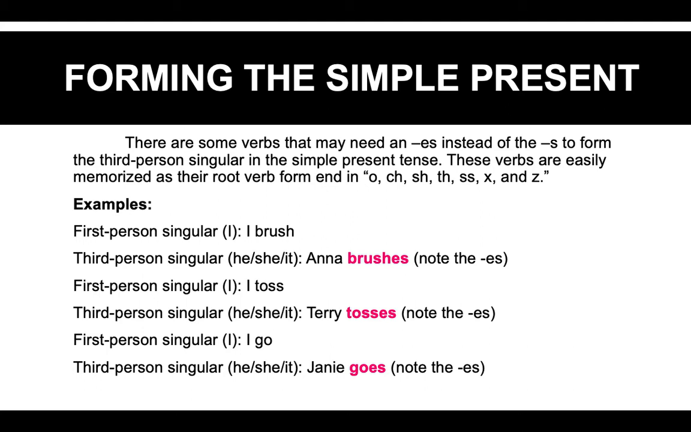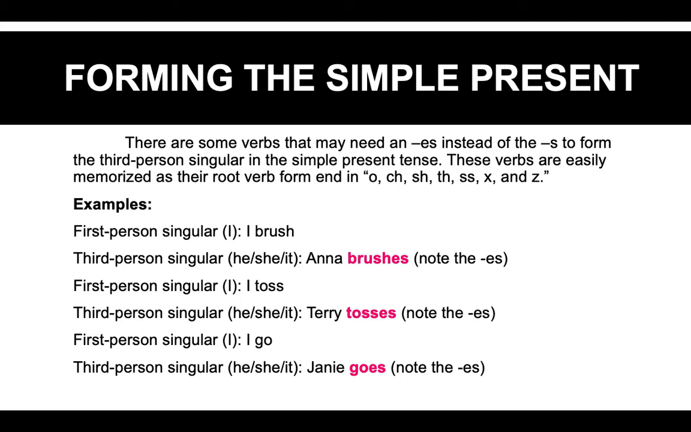There are some verbs that may need an ES instead of the S to form the third person singular in the simple present tense. These verbs are easily memorized as their root verb form ends in O, CH, SH, TH, double S, X, and Z.